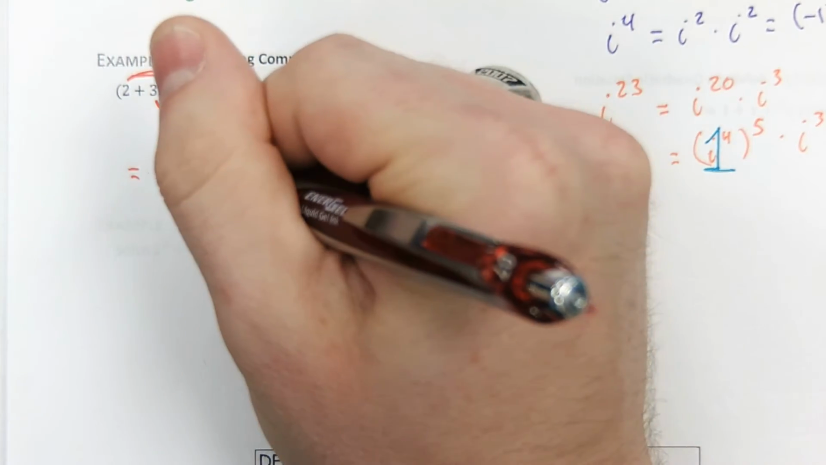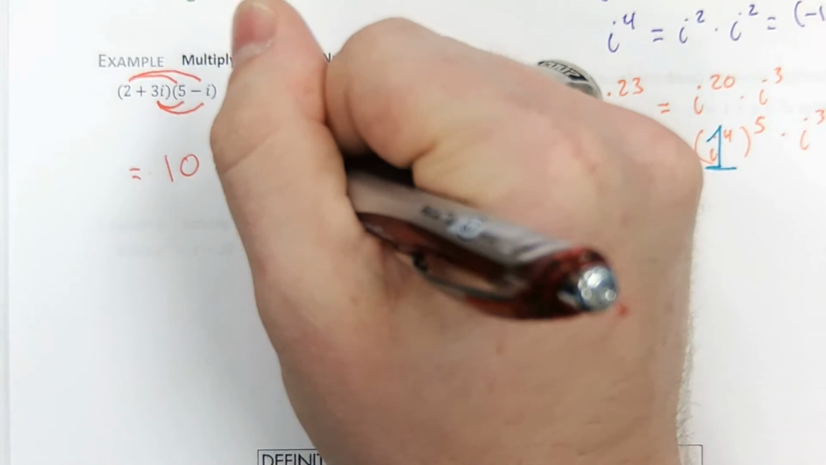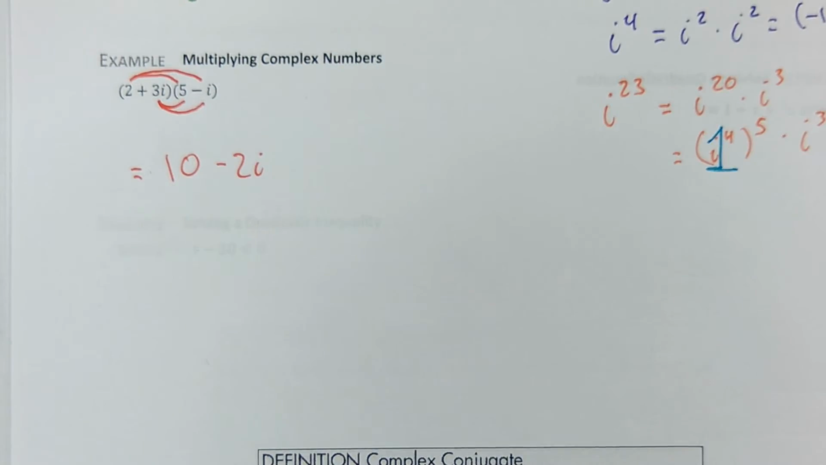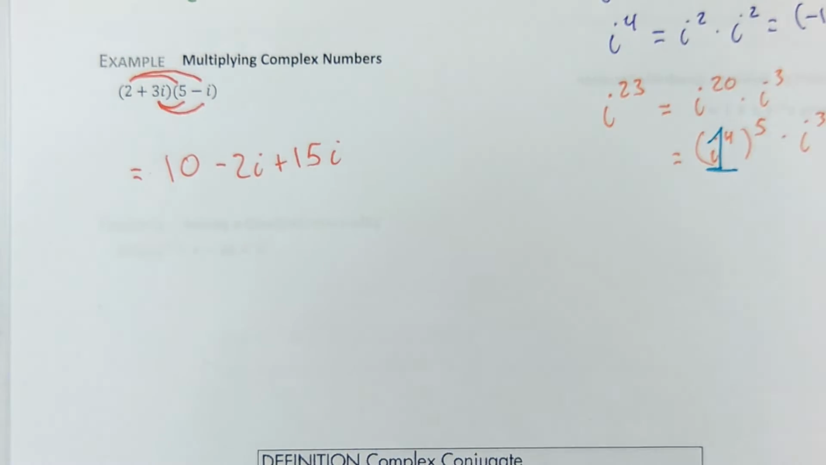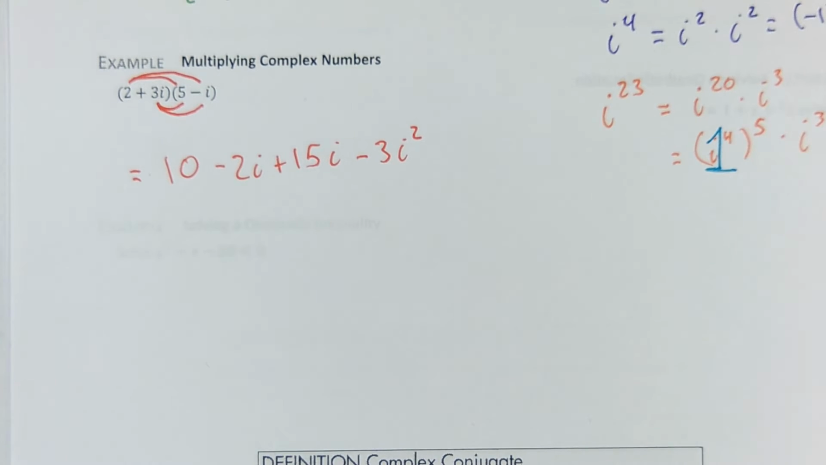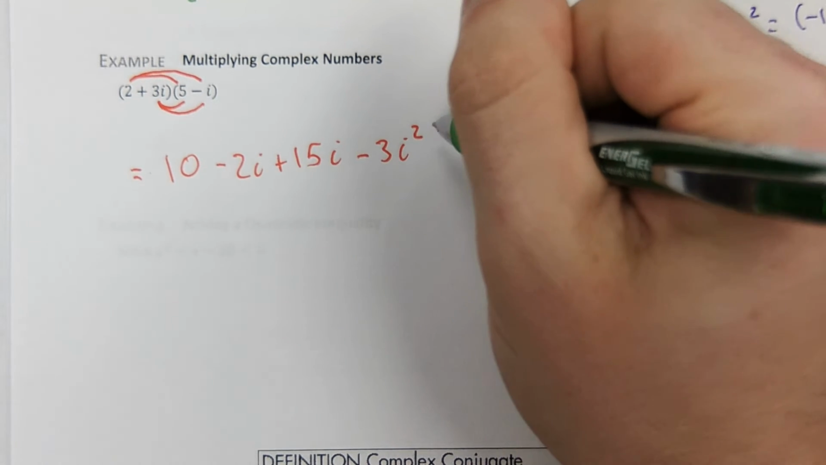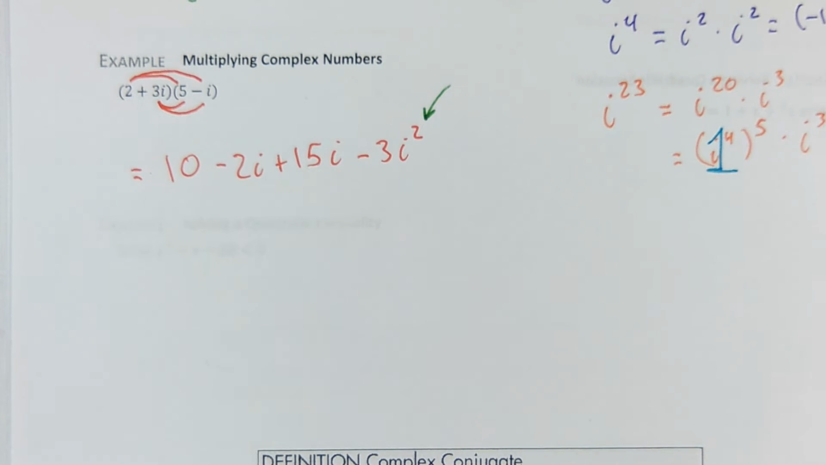That first 2 times 5, 10. Then 2 times negative i, negative 2i. 3i times 5 is just 15i. And lastly, 3i times negative i is negative 3i squared. Before I combine any like terms, I'm going to deal with the fact that this thing has an exponent on it.